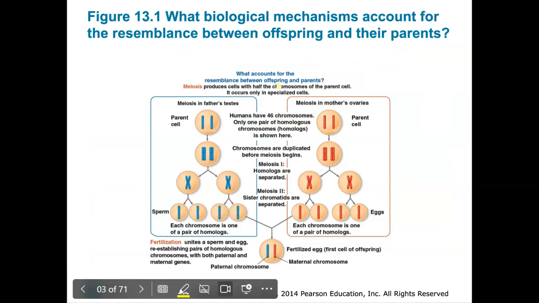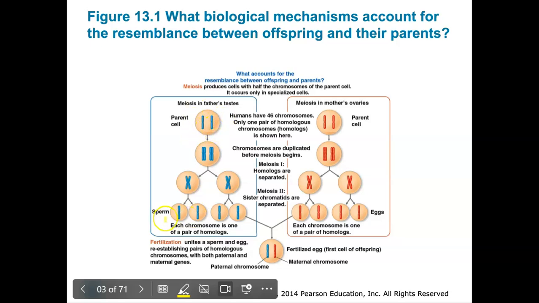And this illustration on the left, where the chromosomes are shown in blue, is representing what happens in the father's testes to the parent cell when it is dividing to become sperm. So the parent cell is a sex cell, a stem cell that only produces sperm, okay? But the parent cell has 46 chromosomes, and the sperm are only going to have 23.